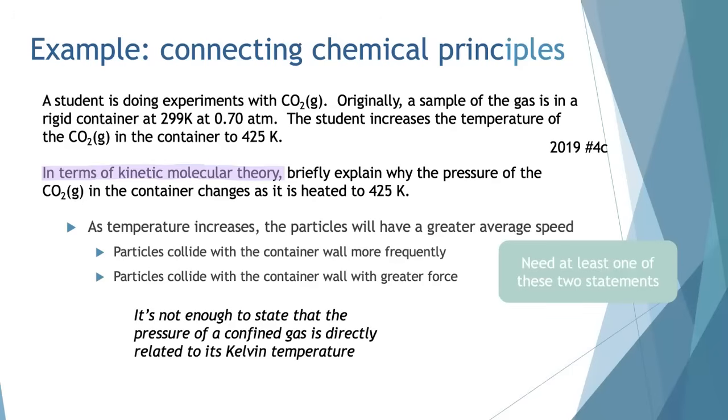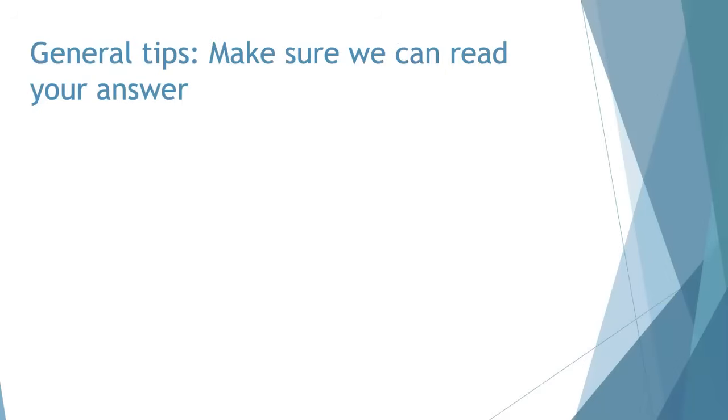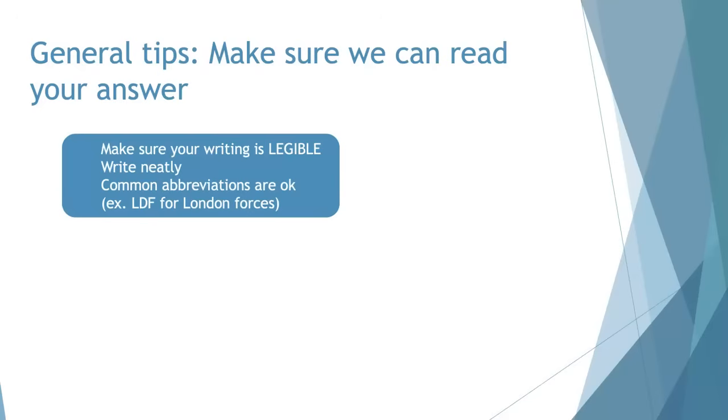So you want to make sure you answer the question being asked. You do want to make sure that we can read your answer. So you can have a really high quality answer. If I can't read it, I'm going to have a really hard time figuring out how many points you've earned. We're going to try to read it, but make it easy on us. All right. So make sure your writing is legible. Write neatly. If you're using common abbreviations, that's fine. If you want to write LDF for London Dispersion Forces, no problem. If you're using a new or unusual abbreviation, you might want to tell us what it is. Just give us a little clue. We're going to try and give you as many points as we can.